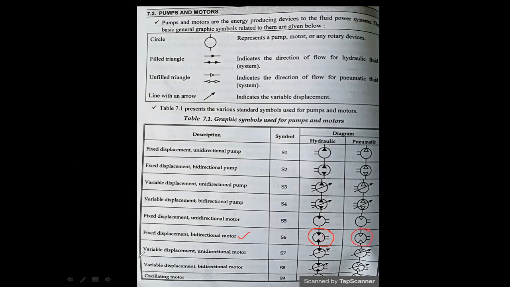Then next comes the variable displacement unidirectional motor. An arrow mark crossing the circle is present, and unidirectional is one-directional flow, where the motor representation is present. Next comes the variable displacement bidirectional motor. The variable displacement bidirectional motor looks like this. Okay. Last comes the oscillating motor, which looks like a circle where the arrow marks are facing like this.